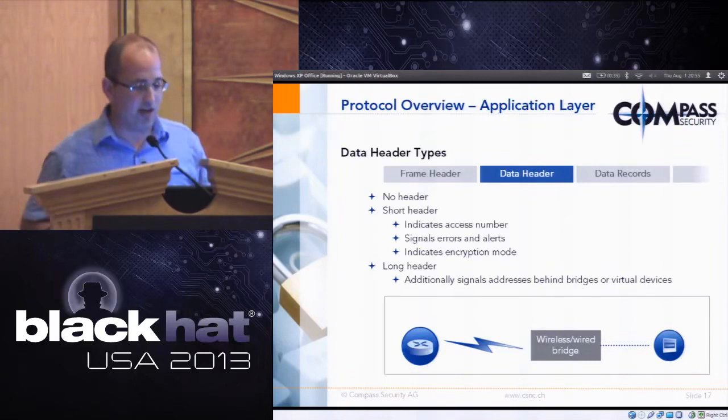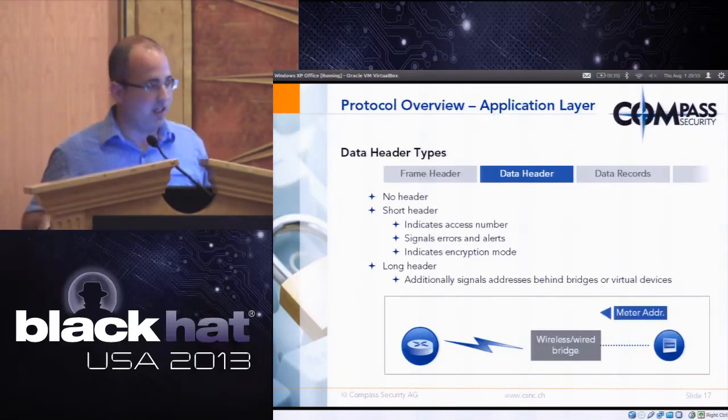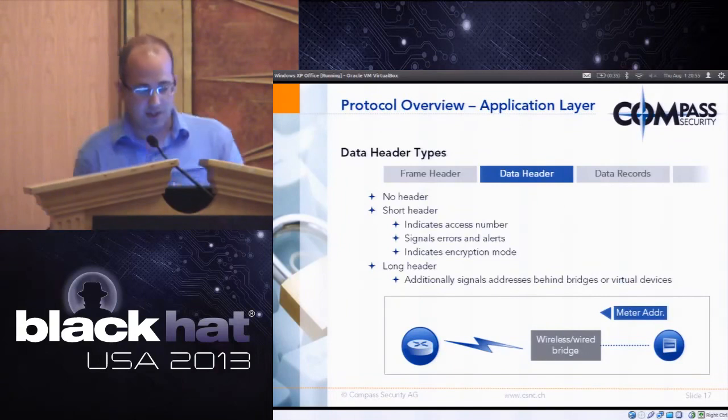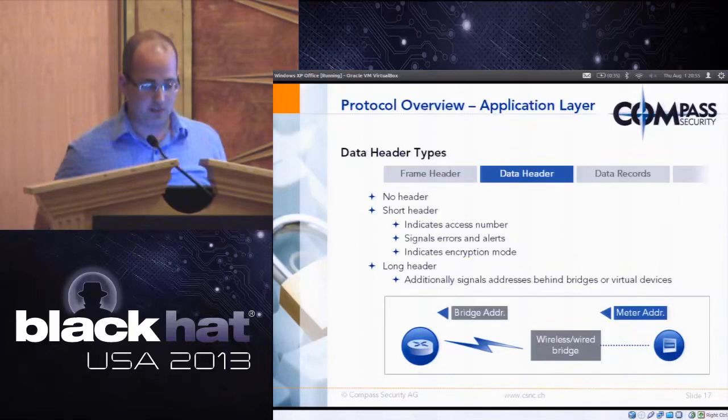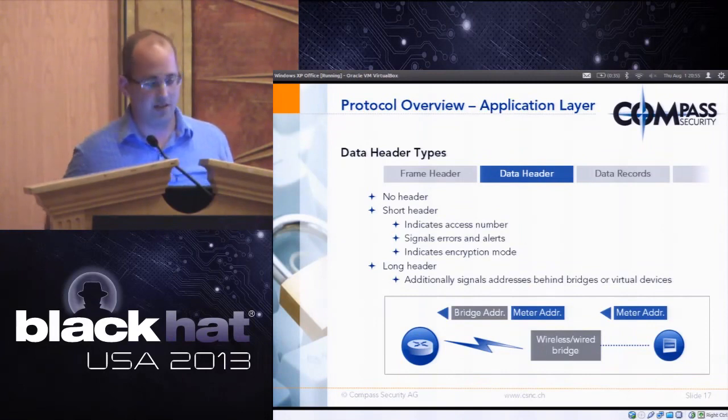We also have long headers. These are used to build applications where we need repeaters. So if you have a meter and a repeater, then the meter basically broadcasts a packet with its own meter address. The bridge picks it up and forwards it, of course, with the bridge address, but appends the meter address. So that's the long header. So the head end then knows exactly which meter actually sent the information.